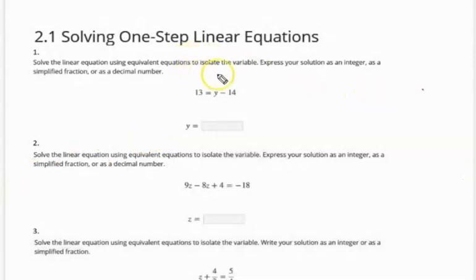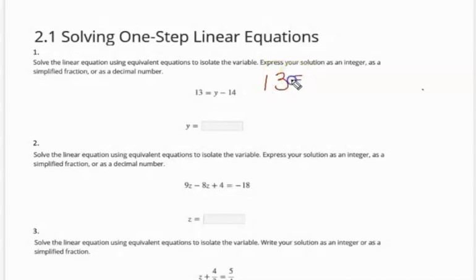As we start Chapter 2, we'll be moving into solving linear equations. And these, in a sense, linear means they're just to the first power. All right, number 1, solve the linear equation. Express solution as an integer. So I'll model this one for you.